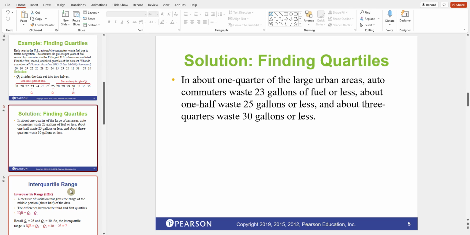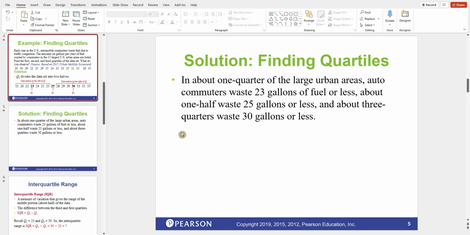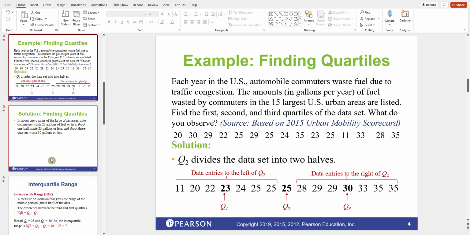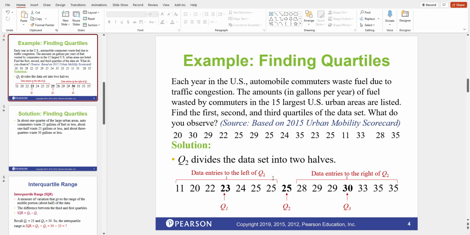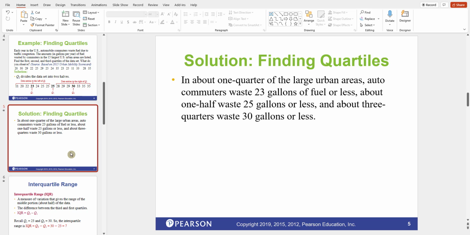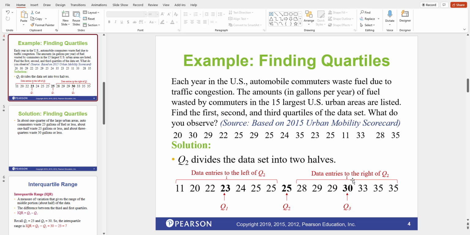So what does this tell us? In about 1/4 of the large urban areas, auto commuters waste 23 gallons of fuel or less. So if you go back, 23 was our Q1. About 1/2 waste 25 gallons or less. As you go back, that's our overall median, which is Q2. And about 3/4 waste about 30 gallons or less. So that would be our Q3.